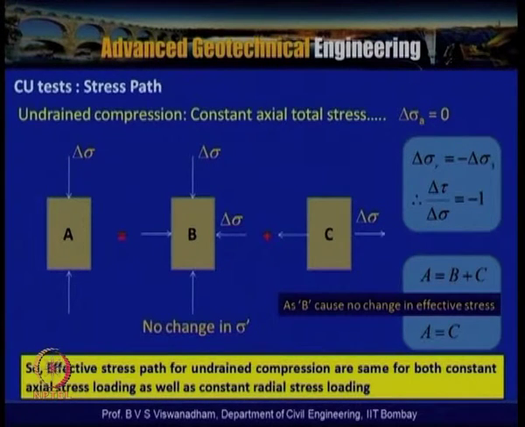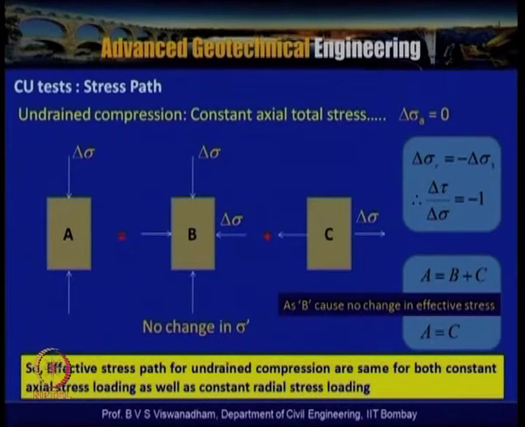Now with the constant axial stress, once you look into it, when we have delta sigma, which is indicated by A, it is nothing but delta sigma with no change in sigma dash, the effective isotropic condition, plus C, that is delta sigma. Then A is equal to B plus C, where delta sigma r dash is equal to minus delta sigma r, which is equal to minus delta sigma 3. So delta tau by delta sigma is equal to minus 1, and with this we can say that B caused no change in the effective stress, and we can say that A is equal to C.